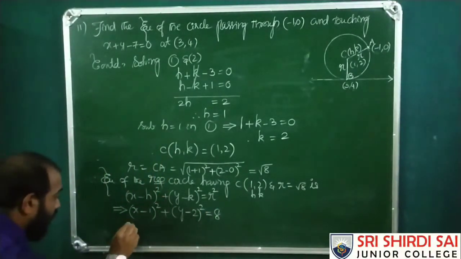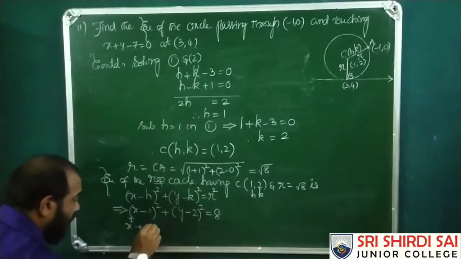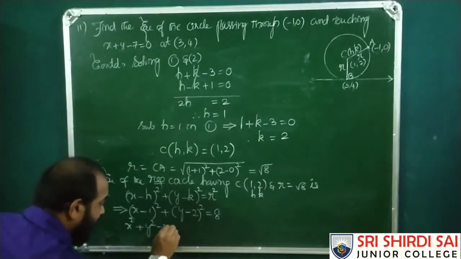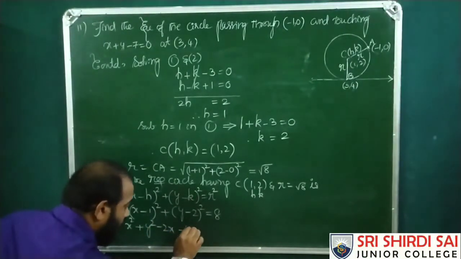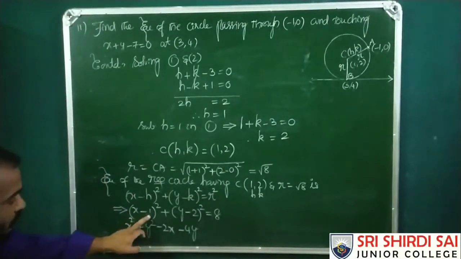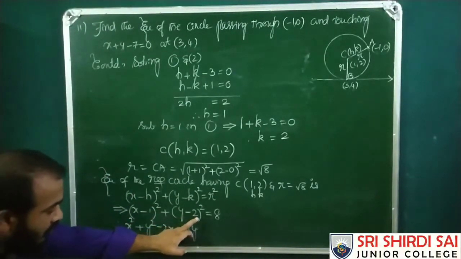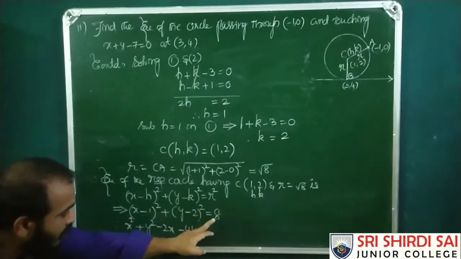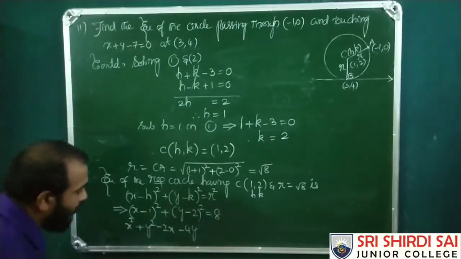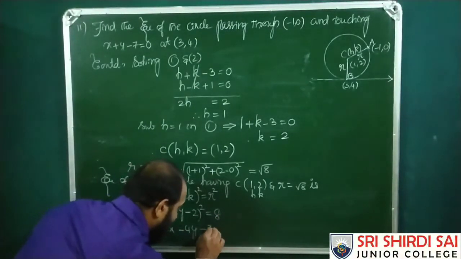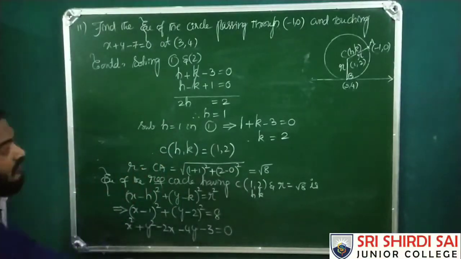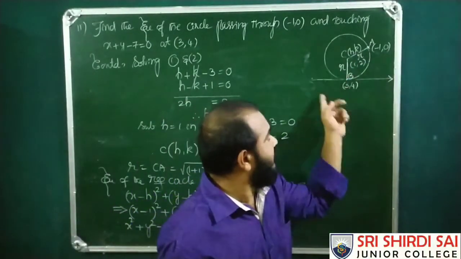So therefore x square plus y square minus 2x minus 4y. So 1 square 1, 2 square 4, 4 plus 1 is 5. This plus 8, if you take this side, 5 minus 8, which is minus 3, equals 0, is the equation of this required circle.